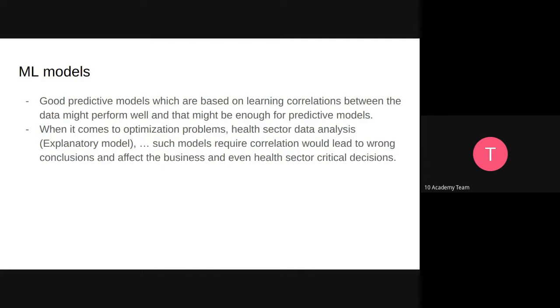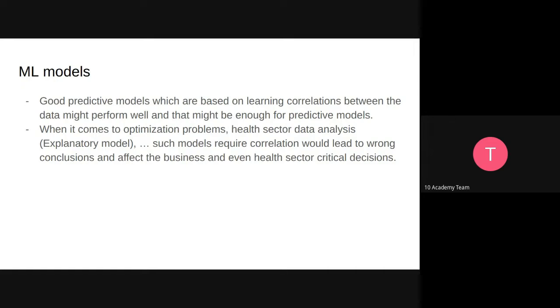So good predictive models which are based on learning correlations between the data might perform well, and that might be enough for a predictive model. So when working with predictive models, the underlying structure of the machine learning model is based on building correlations and associations between features and coming up with the specific feature that we want to predict.